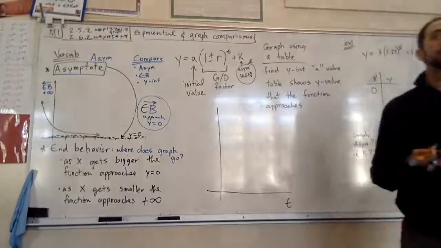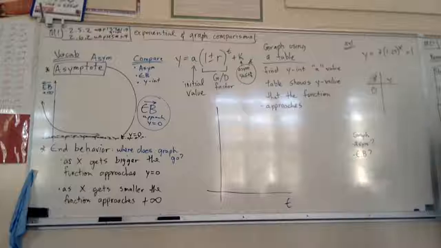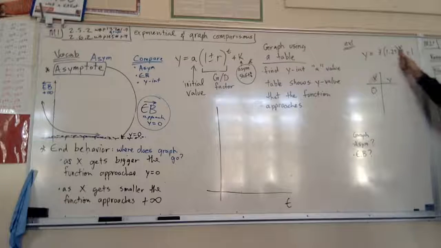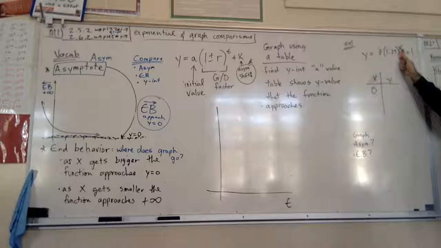All right, Quinn, what do you think? 4. You guys get 4? Anything raised to the 0 is 1. You just have to remember that's the weird rule of math. It is one of the weird ones. So this is 1 times 3, 3 plus 1? 4.